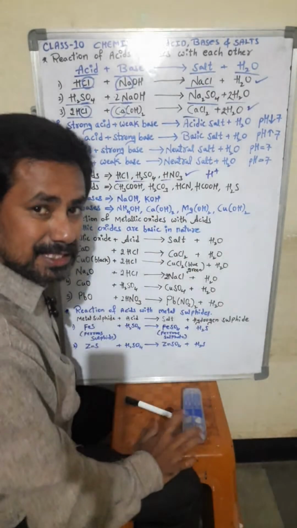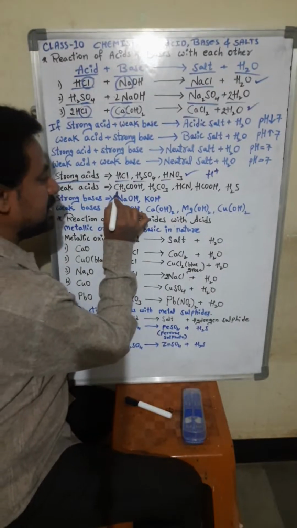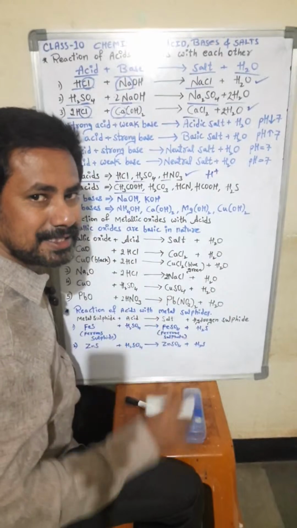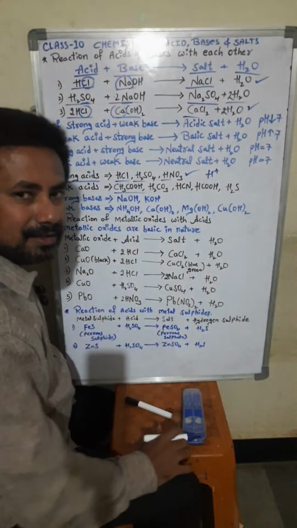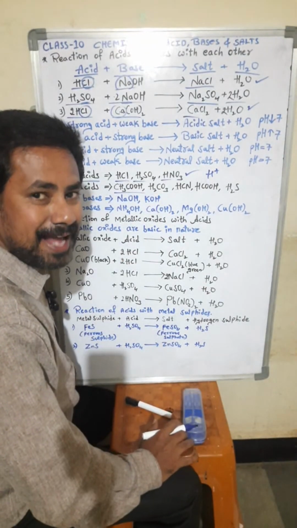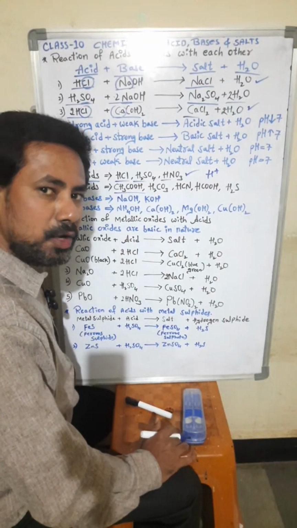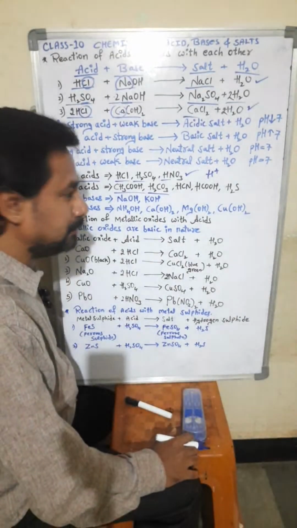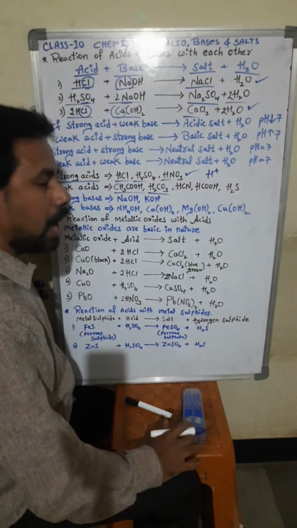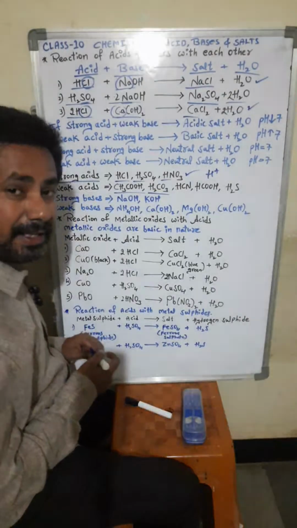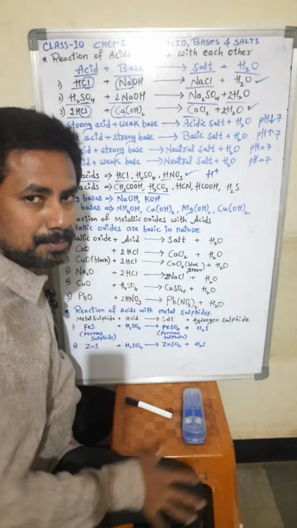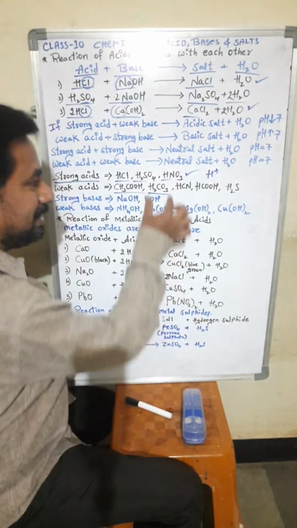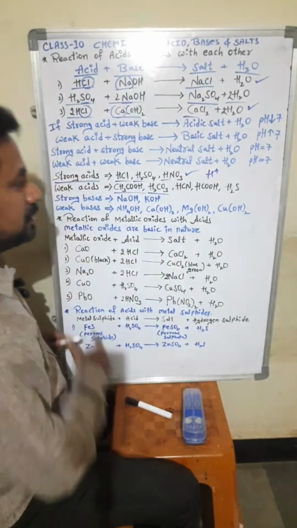Some weak acid examples are also there. CH3COOH. What is this CH3COOH? Acetic acid. It is used for making vinegar, students. Acetic acid, CH3COOH. What is H2CO3? Carbonic acid, which is present in cool drinks. In some cool drinks this carbonic acid is present.